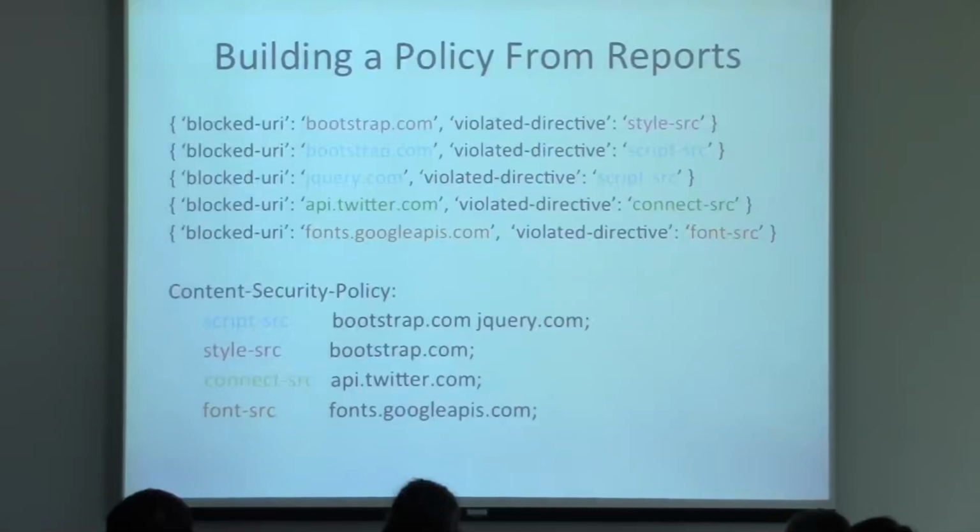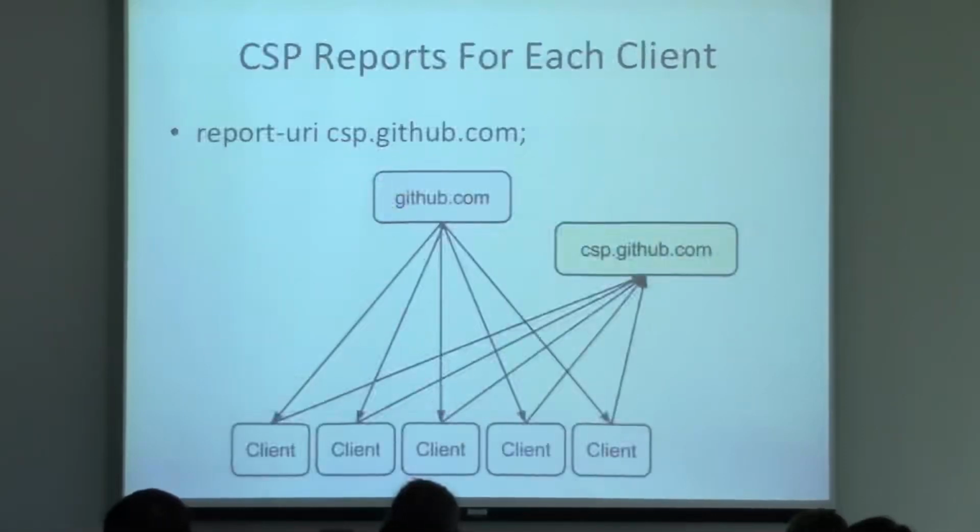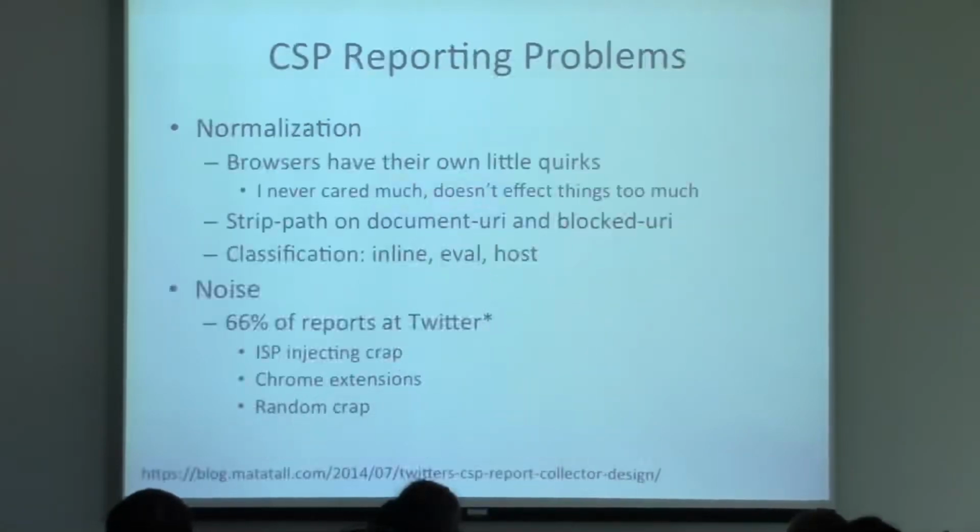Another problem you'll have is when installing a policy, every single client is going to receive this policy, and if there is something wrong with the policy, you're going to see a lot of reports. As an example, if GitHub was to install a policy with the report URL at csp.github.com, every single client that gets that policy is going to send violation reports to csp.github.com. So you're going to get a lot of duplicates and a lot of data really fast, and it can be frustrating to go through. So when building a reporting and policy mechanism, it's important to have some sort of aggregation function so you're not just looking at the same data over and over and over.